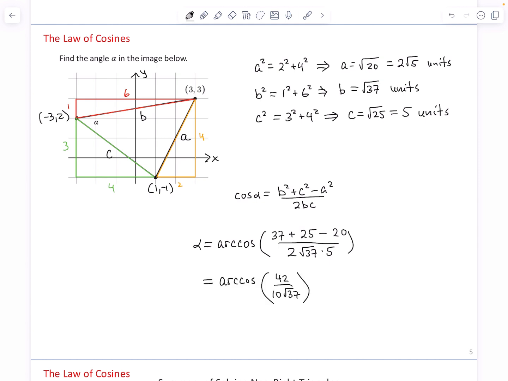This gives us arc cosine of 42 over 10 radical 37. Notice this argument is positive, so the arc cosine should give me an acute angle. And we get about 46.33 degrees. All right, the next page.